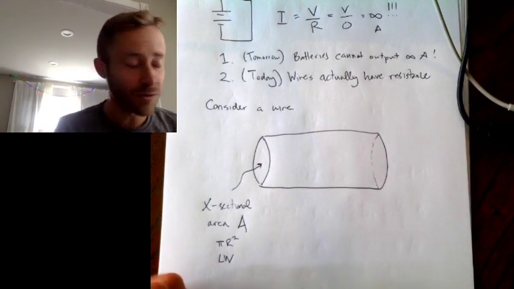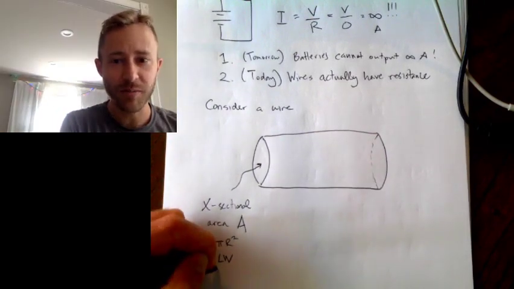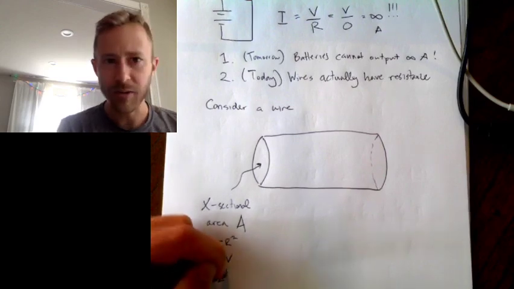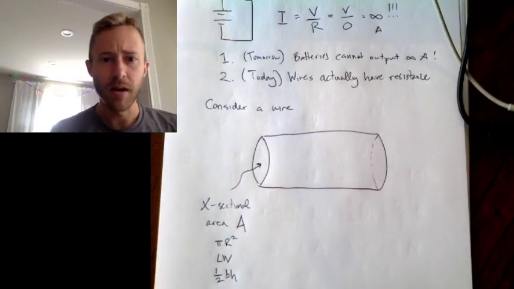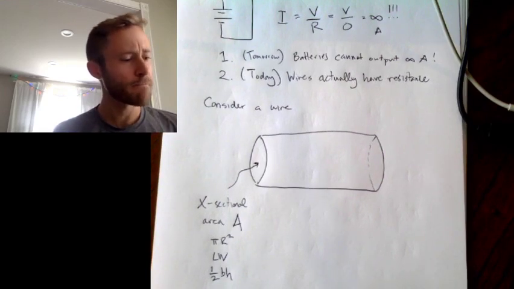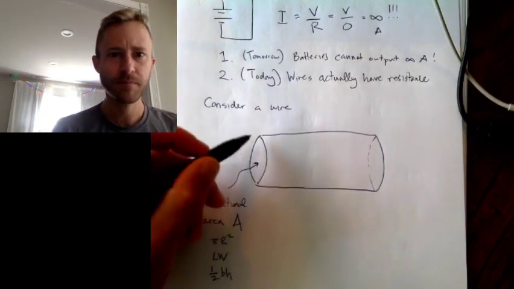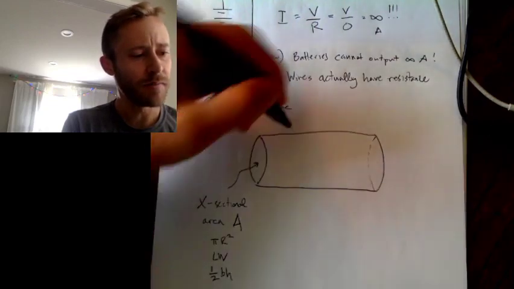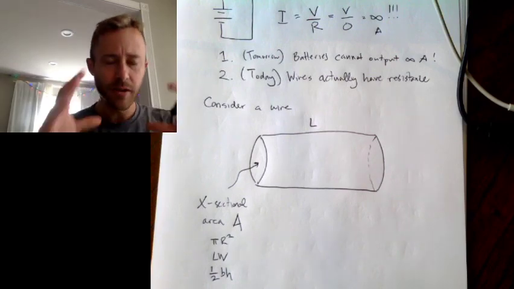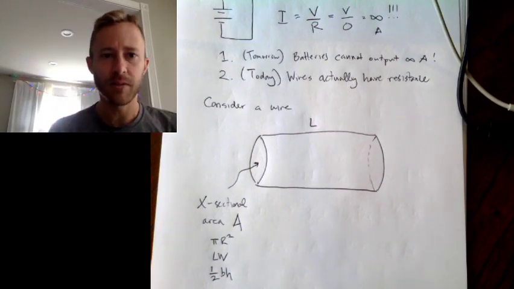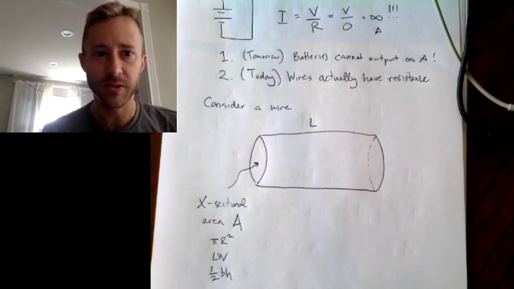If it's a triangular wire, the cross-section is going to be 1/2 base height. I don't know if there are any triangular wires out there. Maybe there are, maybe there aren't. Okay, so that's the area. L is the length of the wire. So the geometry of the wire determines its resistance.